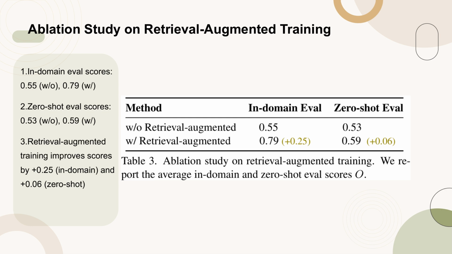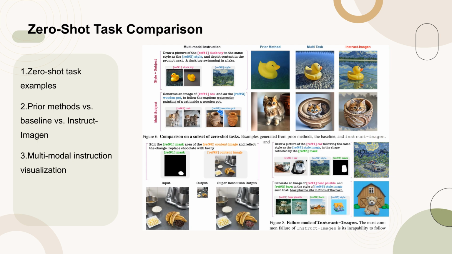Figure 6 presents a comparison of zero-shot task examples generated by prior methods, the baseline, and Instruct-Imagen. The figure visually represents multimodal instructions to aid human understanding, with models evaluated using in-distribution inputs. This comparison highlights Instruct-Imagen's superior performance in instruction following and output quality, especially in scenarios involving multiple references in a multimodal context.